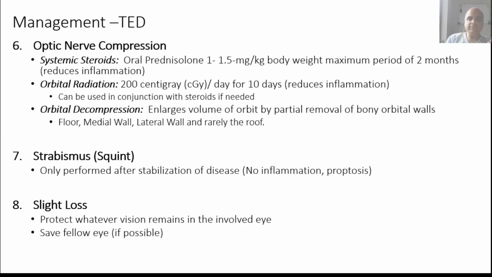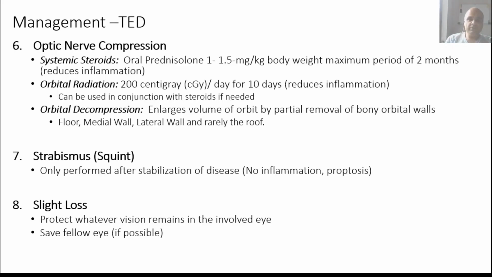For squint, which occurs because of restriction of extraocular muscle movement, that is occurring because of fusiform enlargement of extraocular muscles, you can do squint surgery, but it is only done after the disease is stabilized, no inflammation, no proptosis. Because once the disease has stabilized, maybe there is no need to do squint or strabismus surgery anymore.